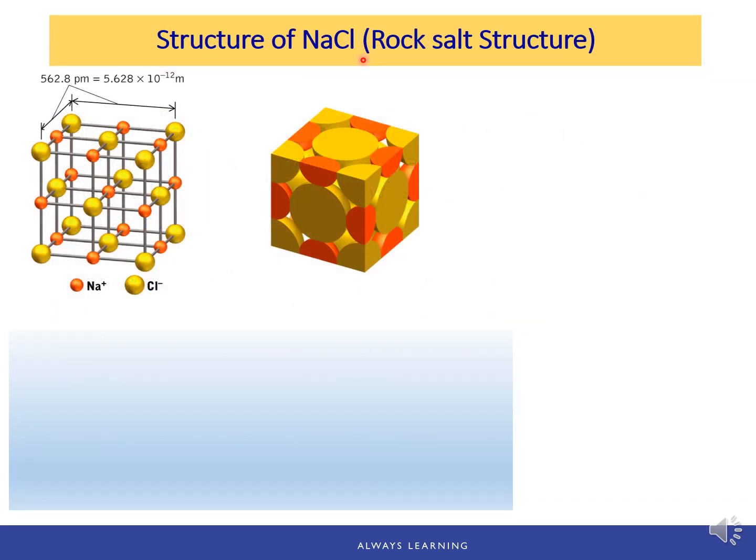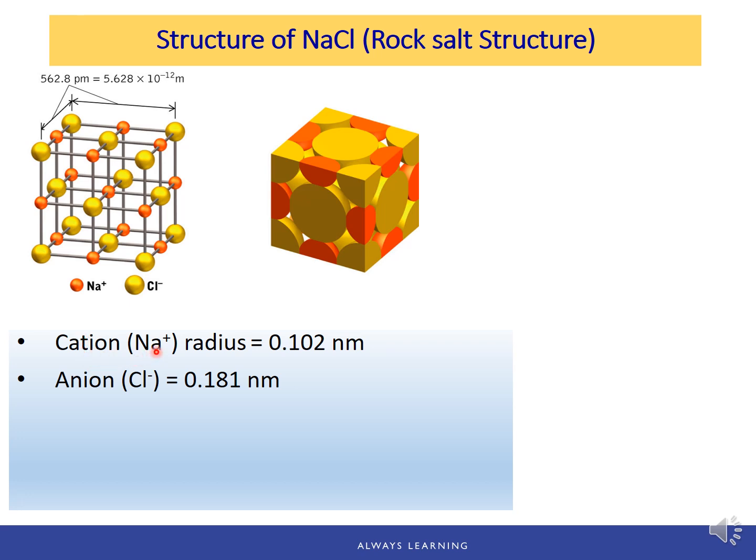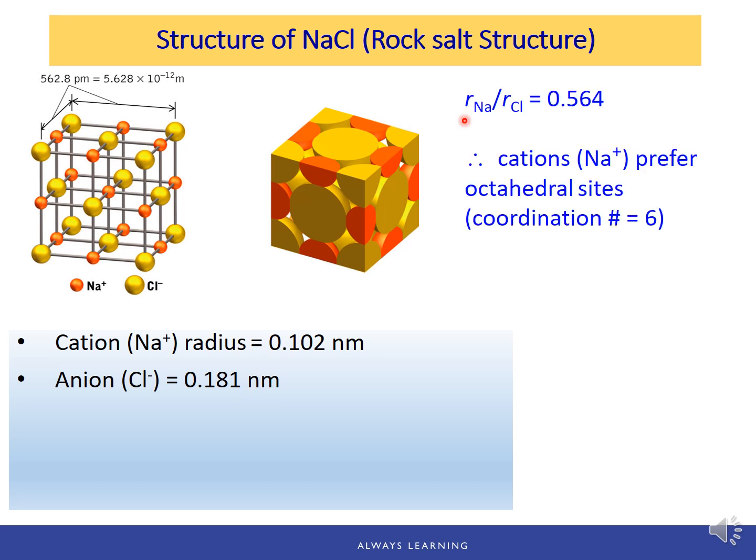The most common AX crystal structure is the sodium chloride, or rock salt, structure. The radius of the sodium cation is 0.102 nanometer and the radius of the anion is 0.181 nanometer. So we can calculate the ratio of rC over rA, which is 0.564, and it is roughly between 0.414 and 0.732. Based on the table of critical ratios, we find the coordination number has to be 6, which means the cations prefer the octahedral sites.